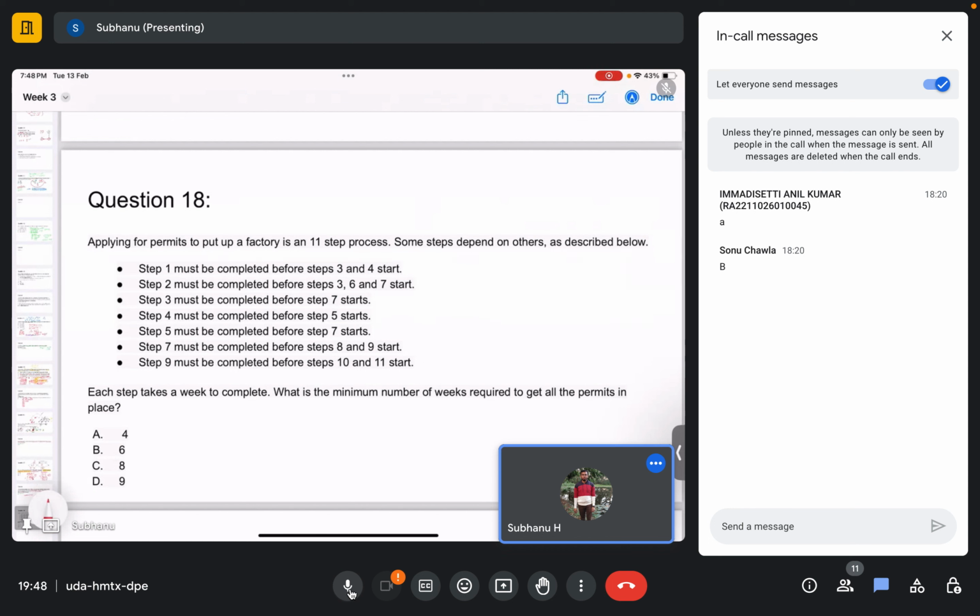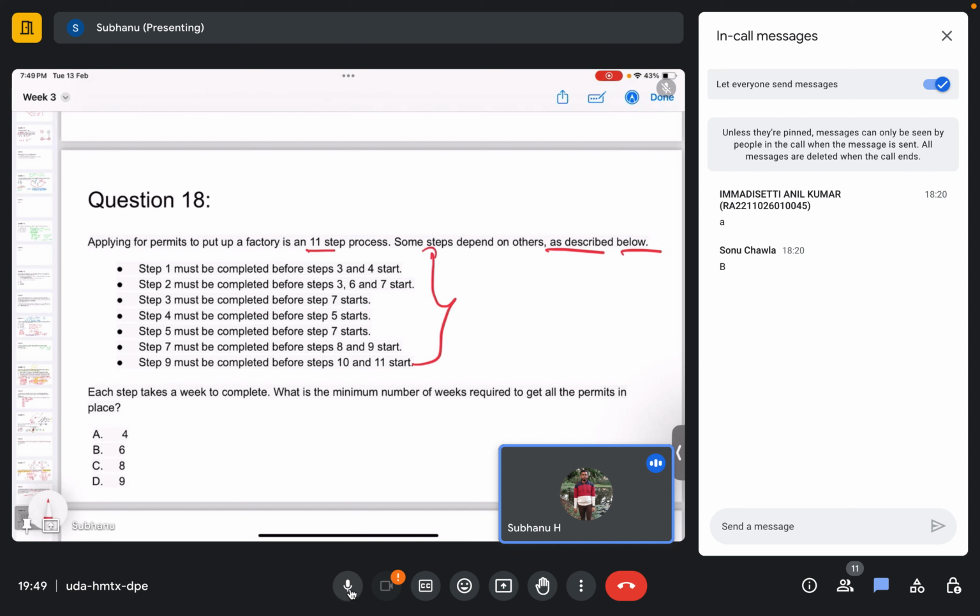So applying for permits to put up a factory is an 11-step process. Some steps depend on others, as observed below. Basically, you can see that if you apply for a passport, you first have to go to the passport office, then you also have to go to the police station for a permit. So there are steps after some steps. You cannot override any step. Every step you have to follow.